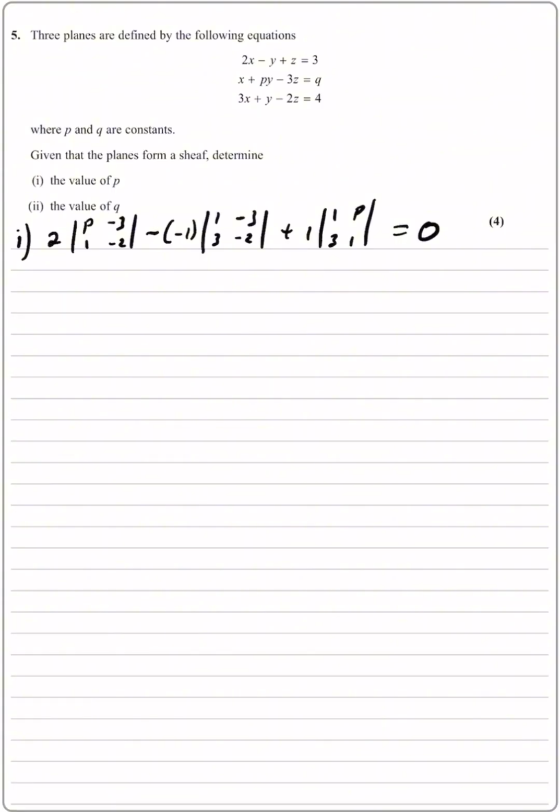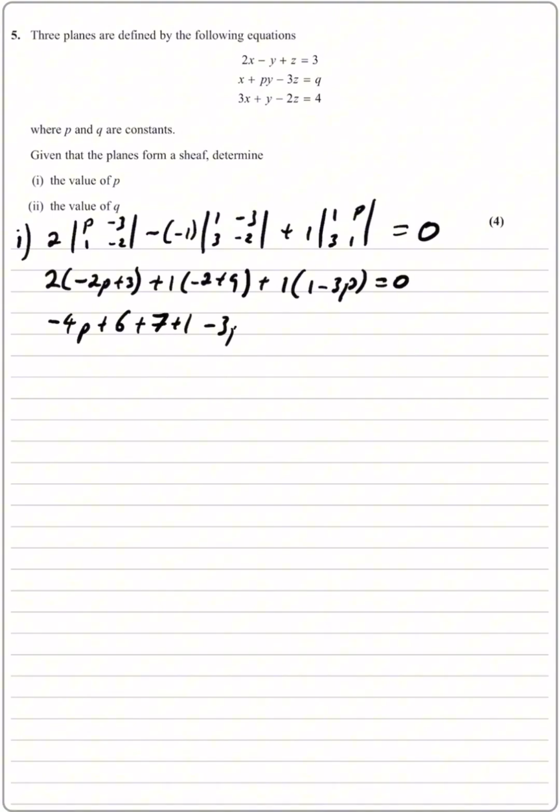So here I am applying the standard algorithm for finding the determinant of a 3 by 3, equating it to 0, and then solving the equation to find p. It's straightforward. And we get p equals 2.